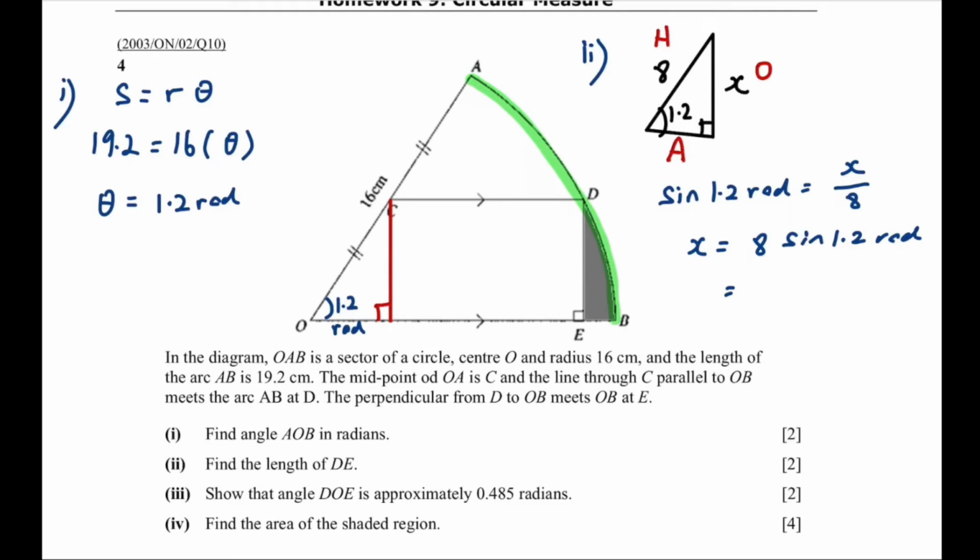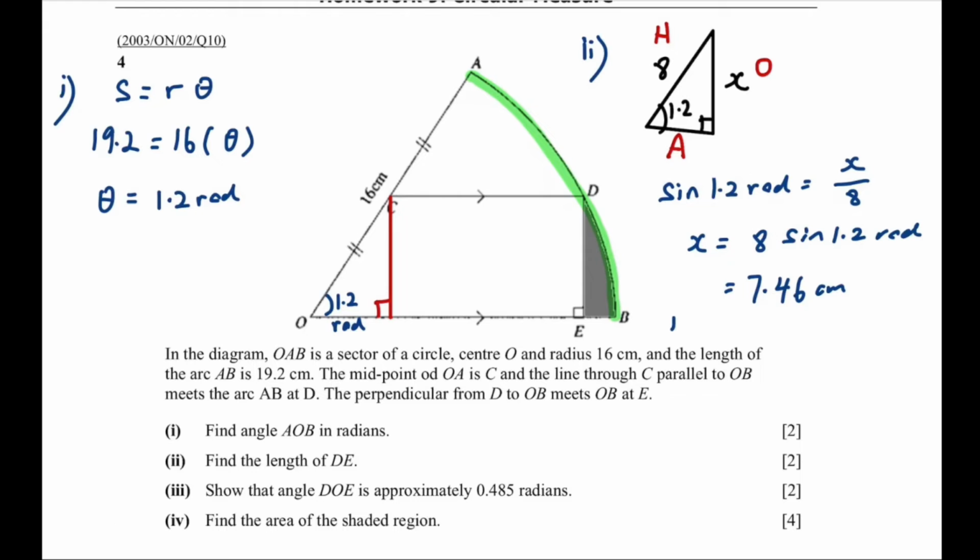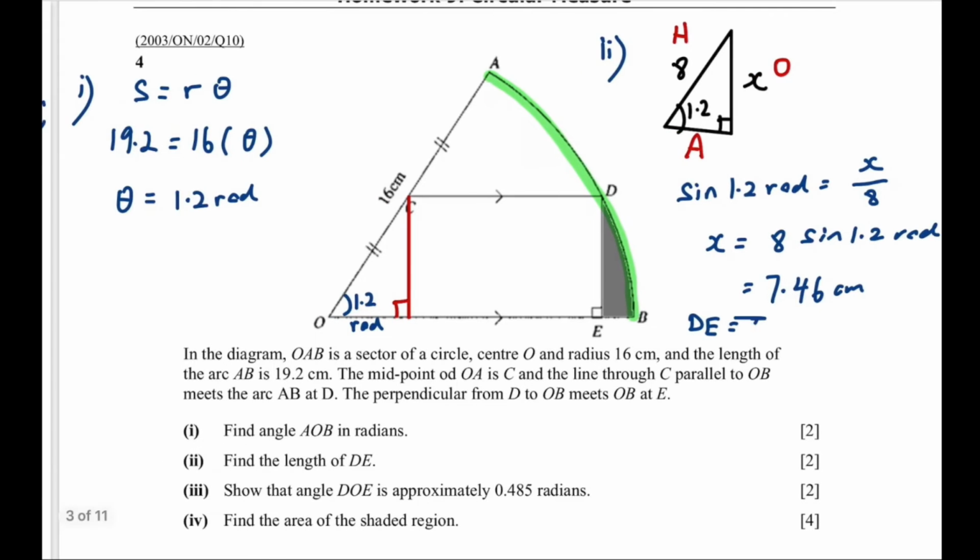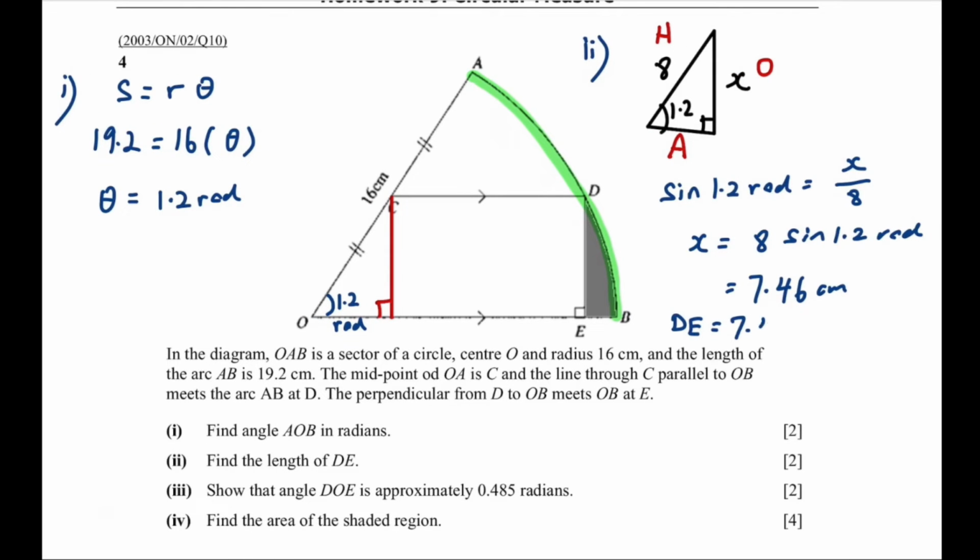So you should get 7.46 cm, 36 feet. So DE is 7.46 cm. Okay.